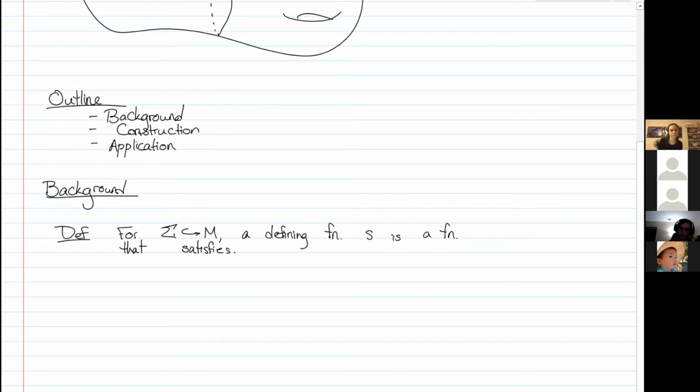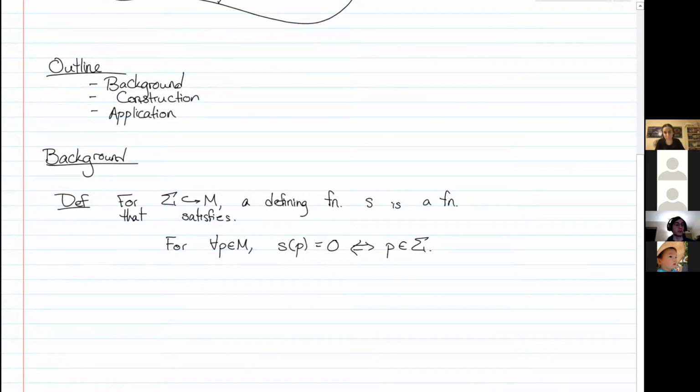Namely, for all P in M, so for any point in the manifold M, S of P equals 0 if and only if P is in sigma. This just means that if you plug a point P into the defining function S and you get 0, that point has to be on sigma and vice versa. It's just that sigma is the zero locus of S.